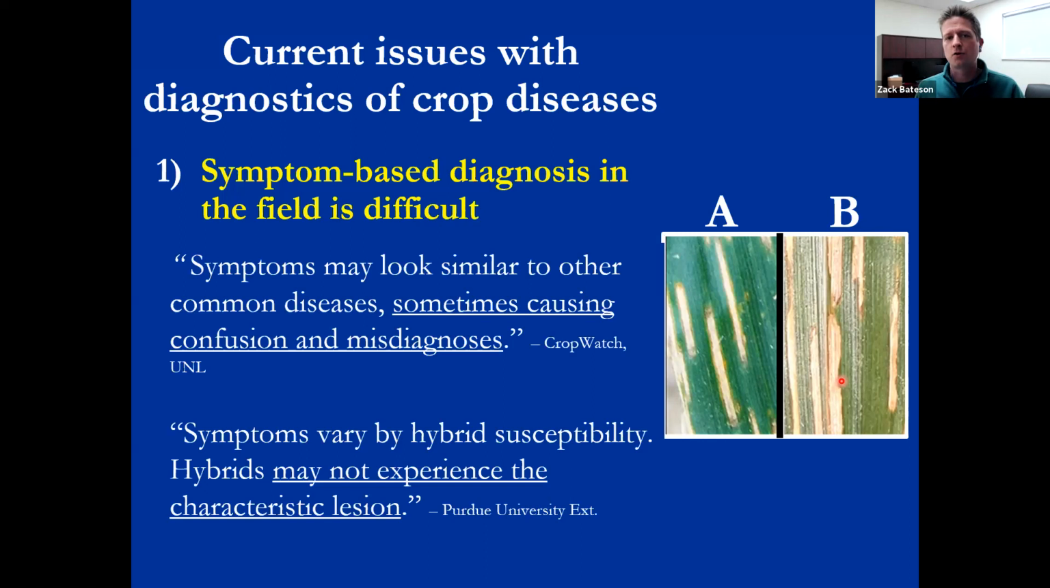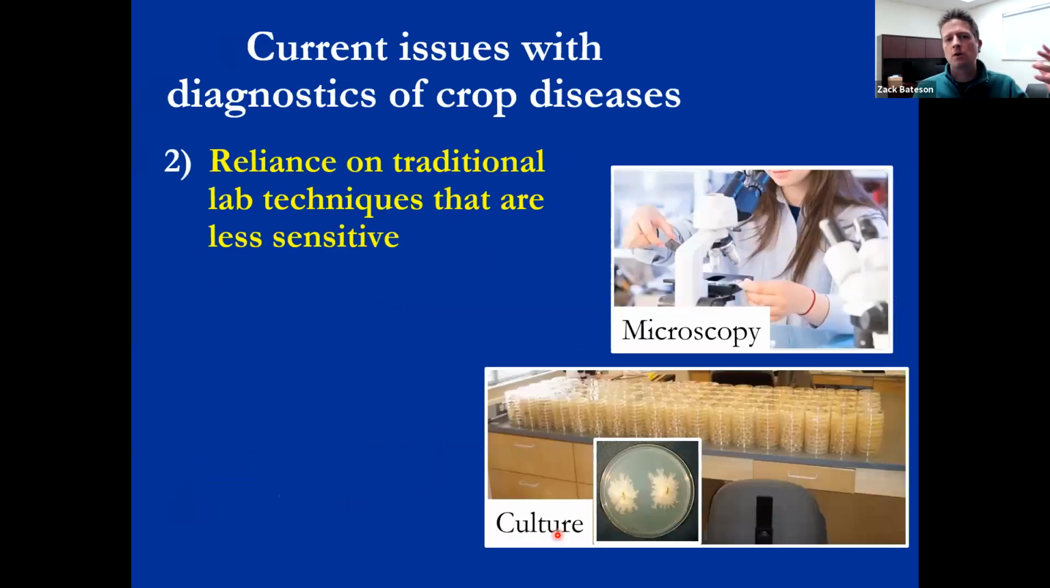In saying that, there's a lot of great visual guides out there that expert pathologists have put out to help growers identify fungal disease versus bacterial disease. But they always have these caveats that I'm showing you here. Symptoms may look similar in other common diseases, sometimes causing confusion and misdiagnosis. Symptoms may vary in hybrid susceptibility. By hybrids, if you have variety of corn 1, variety of corn 2, the same pathogen might show a little bit different symptoms in each of those. And so it's a complex disease sometimes to diagnose. Now, there's of course laboratories that help growers out with this diagnostics.